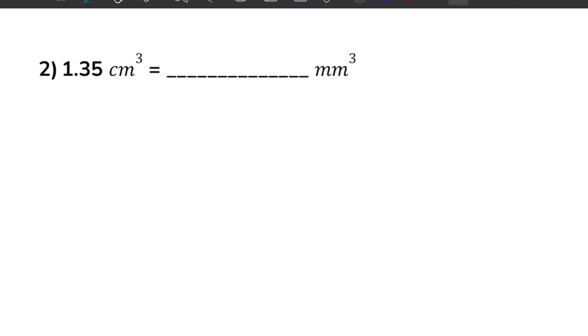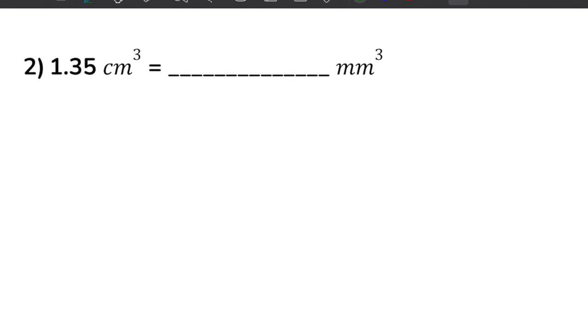Here I have 1.35 centimeters cubed, and I would like to convert it into millimeters cubed. Okay, so it's similar to question number 1, but we're going from centimeters to millimeters this time. So first, write the conversion factor. 1 centimeter is equal to 10 millimeters.